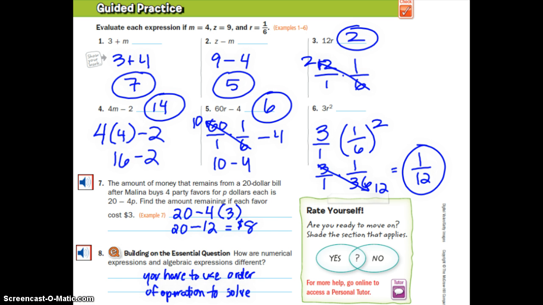Number 1 is 7, 2 is 5, 3 is 2. Number 4 is 14, 5 is 6, and 6 is 1/12. In number 7, I substituted P with 3, and I got $8. How are these guys similar? When you're solving numeric expressions and algebraic expressions, you have to use order of operations.